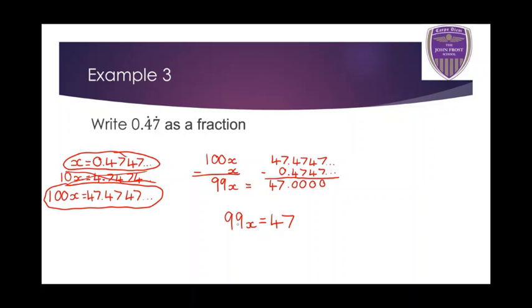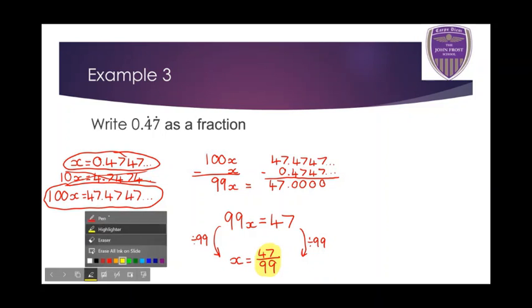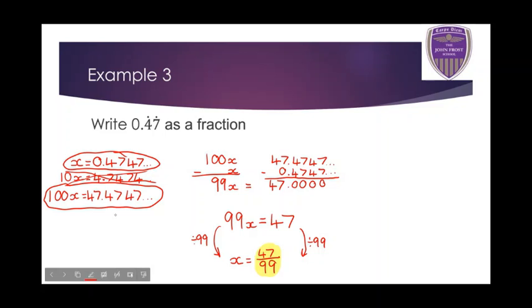Final step now, I need to get x on its own. So to solve the equation, I need to divide both sides by 99. And I end up with x is equal to 47 over 99. So that means 0.47 recurring as a fraction is 47 over 99. Let's have a look at the main task.